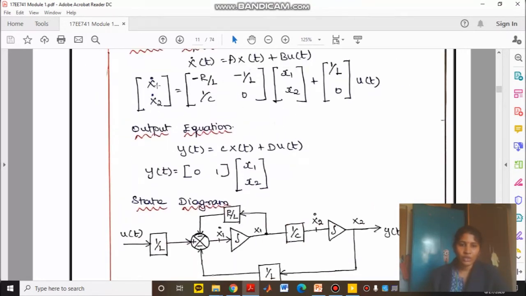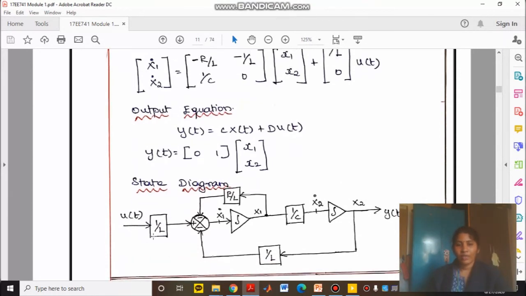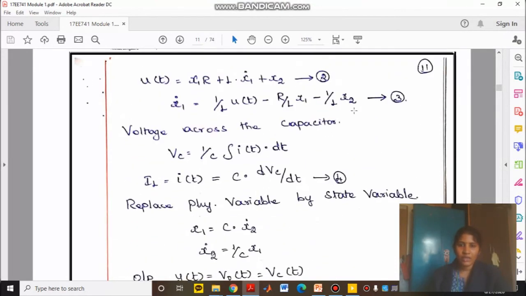What is your x1 dot? X1 dot has 3 terms. One is minus r by L into x1, minus 1 by L into x2, plus 1 by L into u. Those are the 3 terms you have. Along with it you have a gain called 1 by L, which is a constant parameter, so you put the input with it. In addition, the other two factors are also going to get added. So what are the other two factors?